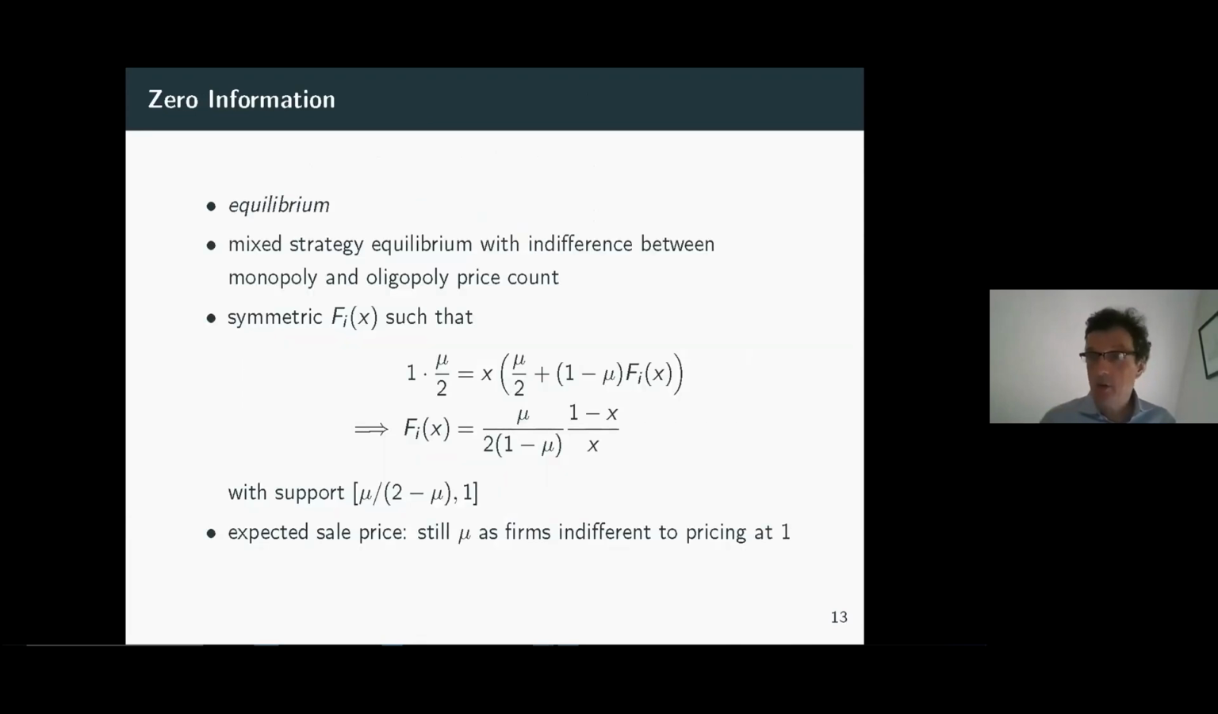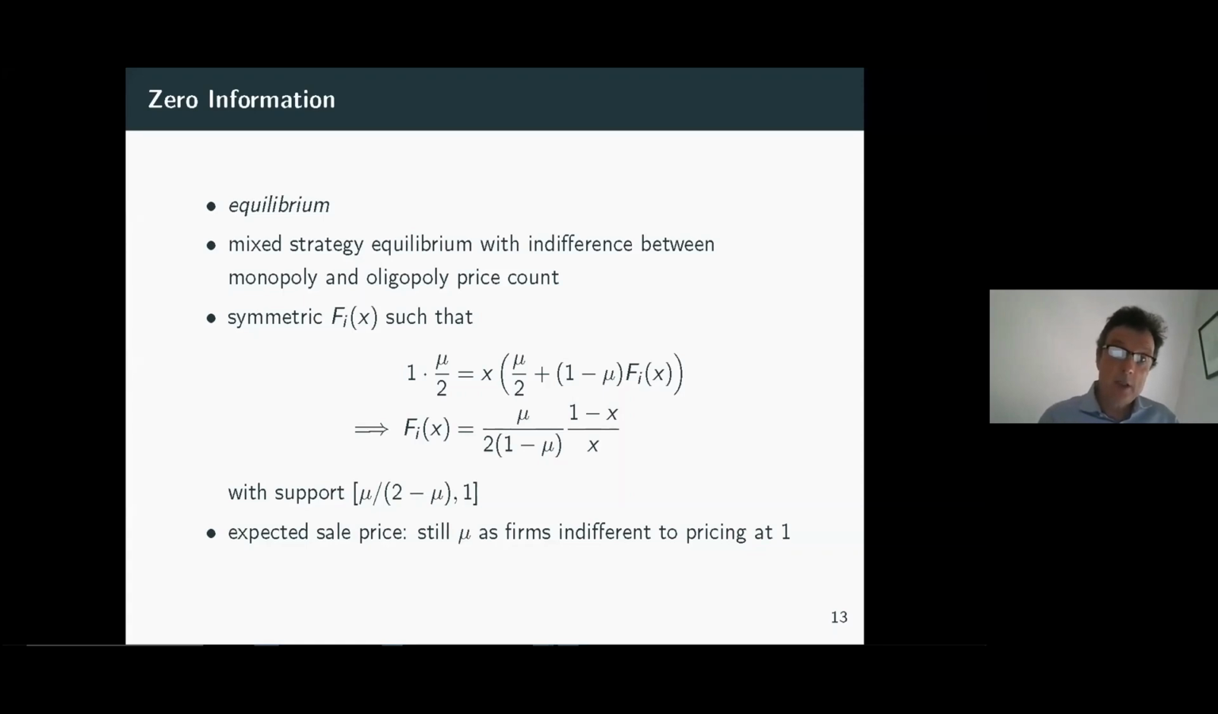Suppose there were zero information, so we're just having the prior distribution, that it's equally likely that we find ourselves a monopoly or an oligopoly. Well, then there's going to be a mixed strategy equilibrium, where the firms are going to be indifferent between trying to exploit being a monopolist, in which case they charge 1. So that's the left-hand side of the equation. That happens with equal probability to each one of them.